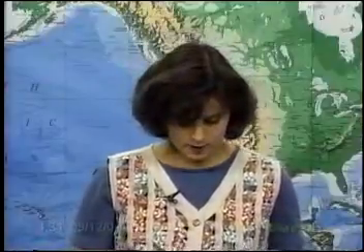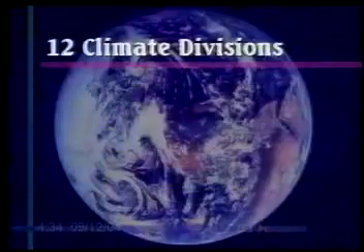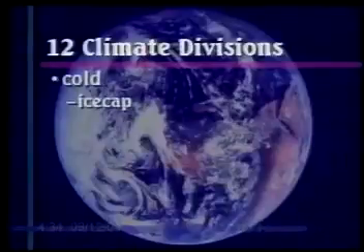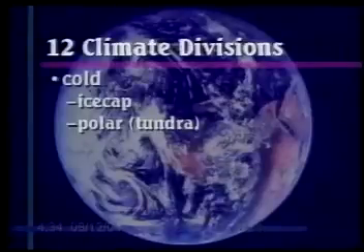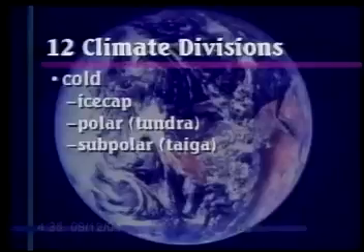Okay, now I'm going to move on to our cold divisions. There are 3 cold divisions. Ice cap, that'll be easy to remember. Polar, also known as tundra, and subpolar, taiga. Now, these cold divisions are generally too cold to support much vegetation. The average temperature is less than 0 degrees Fahrenheit, but there is some vegetation.